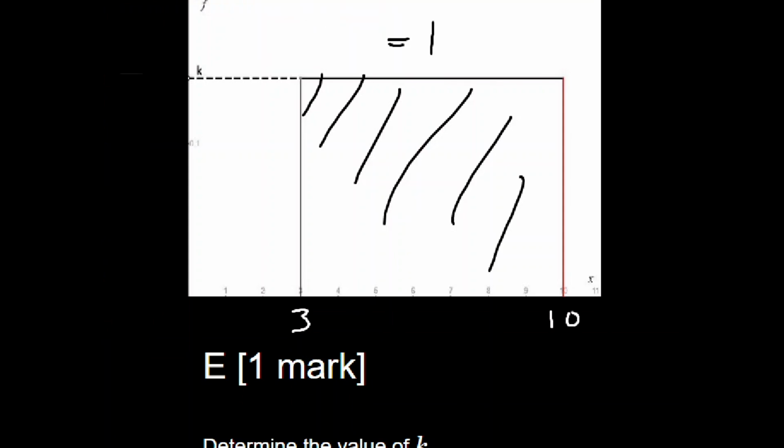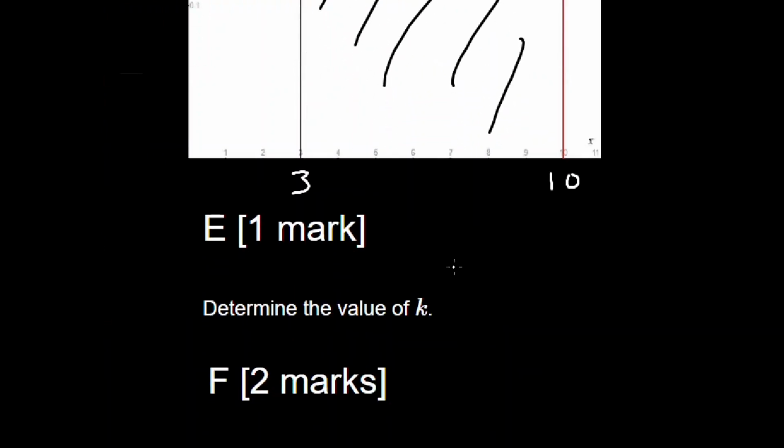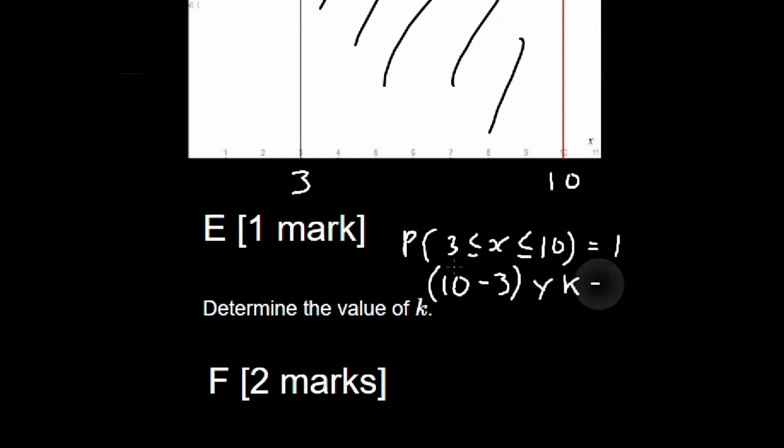So what we can say here is that the probability from 3 to 10, given this, must equal 1. And so that's 10 minus 3 to get the bottom bit, which is 7, times k is equal to 1. And so then we say 7k must equal 1, and we get k is equal to 1 divided by 7. You'll notice that quite a bit, that k is always equal to 1 divided by something. Cool, let's go to the next one.